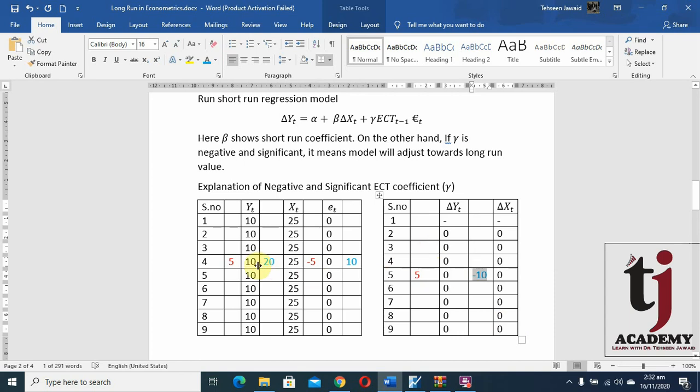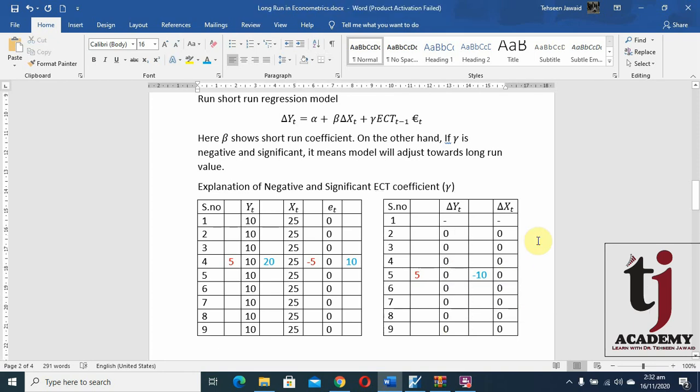So I repeat, if a model faces some shock and the value would be 5, the error would be minus 5 and the difference would be 5. And if after facing some shock the value would be 20, the error would be 10 and the change would be minus 10. So what we have discussed before: for long run equilibrium, change would be 0.